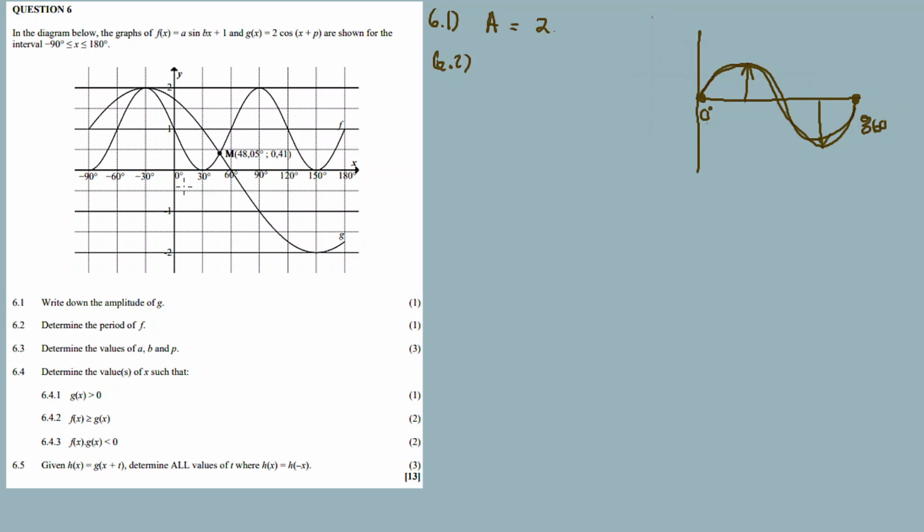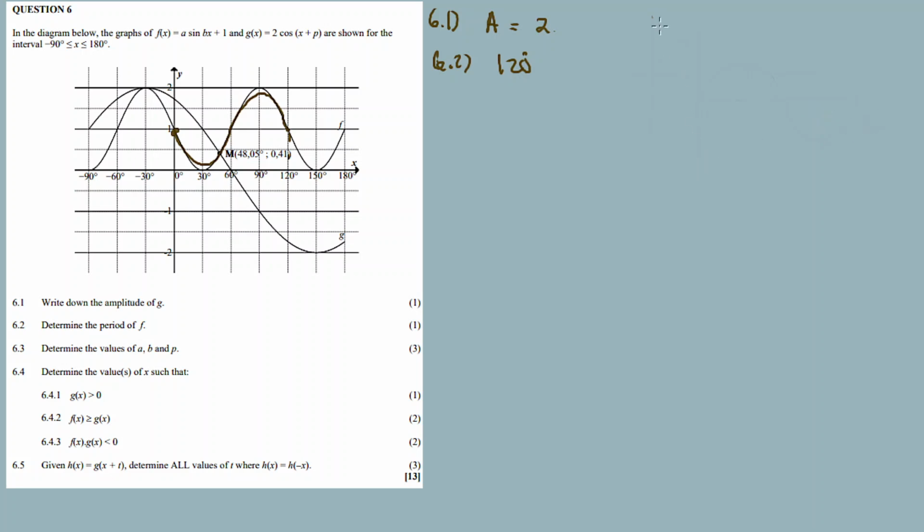Now let's check this function of f. Now f is here, a complete wave you see from the minimum to the maximum. So this is the complete wave here, this is a complete wave. Bam, it means the period is 120 degrees. And that is our answer.